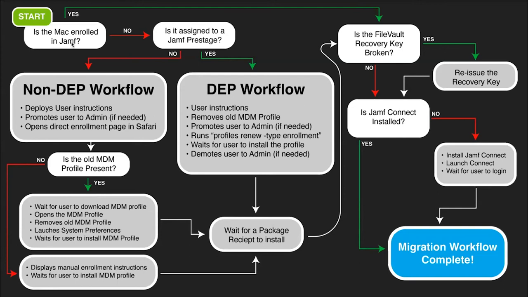The first question we need to ask is: is this Mac enrolled in Jamf? And by that, I mean, does it have the Jamf MDM profile? If it does, we're going to skip this whole migration workflow. The reason this might happen is that someone, while we're doing this migration workflow, might enroll the computer manually because they're not part of any MDM, so we can't deploy that QuickAdd package. So in that case, we're just going to skip this entire workflow and go straight to the steps we're doing after we've migrated.